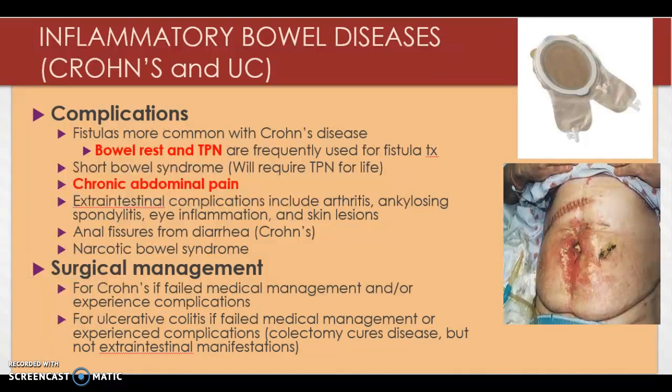In terms of surgical management for Crohn's and UC, sometimes they do surgery, but for Crohn's they generally try to manage it medically and not do surgery until medical management has failed. And for ulcerative colitis, if they fail medical management, or if they're having severe complications, again, they may have a colectomy that can cure the disease by removing the colon, but it's not going to take the extraintestinal manifestations listed above away.